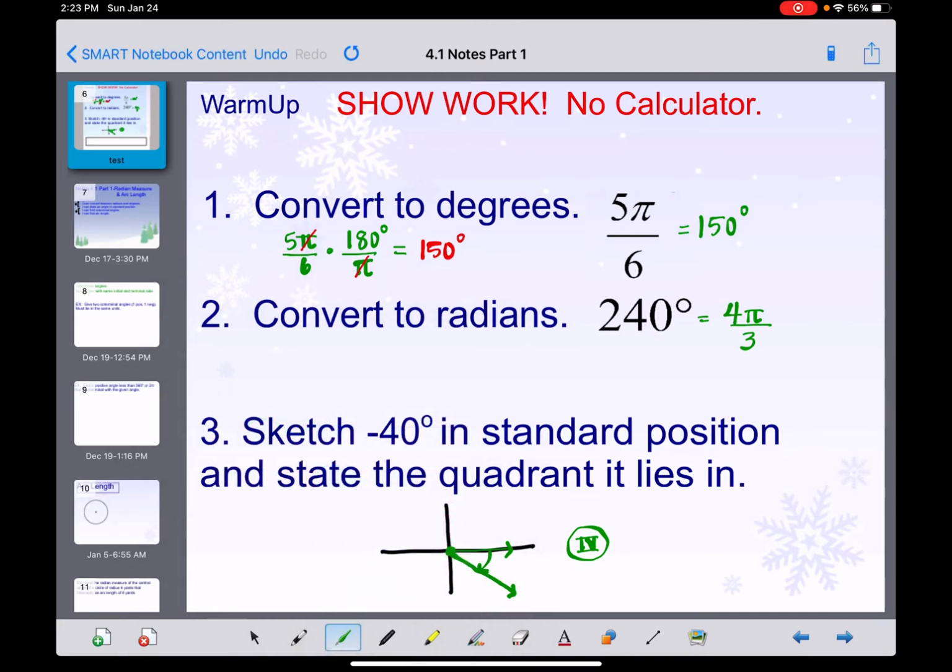On the next one, you're converting to radians, so 240 degrees. Again, you want radian, so you'd put pi because it represents the radian measure, pi over 180. Again, the degrees now cancel. You can cancel the zeros. And from there, you can take a 6 out of both of those. So 24 divided by 6 is 4. You have a pi. 18 divided by 6 is 3. And I already talked about the third one.